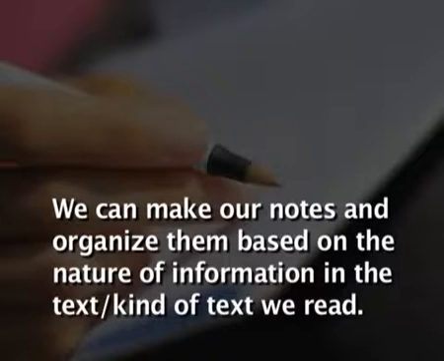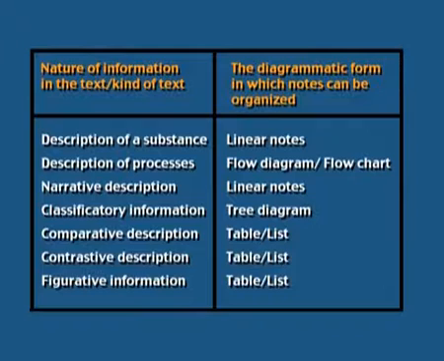Well, we can make our notes and organize them based on the nature of information or the kind of text we read. For example, look at the table below for some guidelines on how to organize notes. On the one side, the nature of information in the text or kind of text. On the other side, the diagrammatic form in which notes can be organized. For example, number one, description of a substance. We can represent it in linear notes.